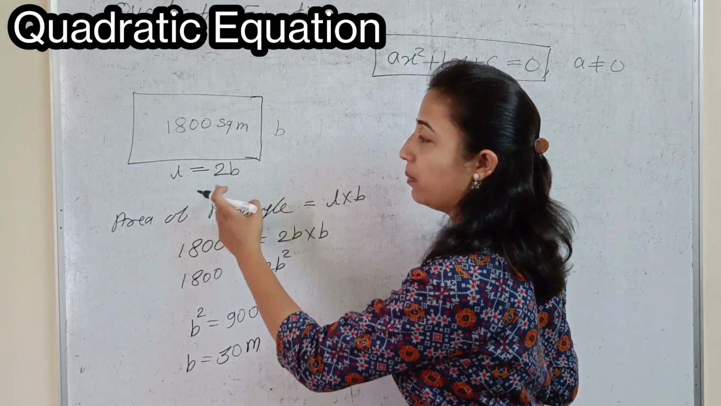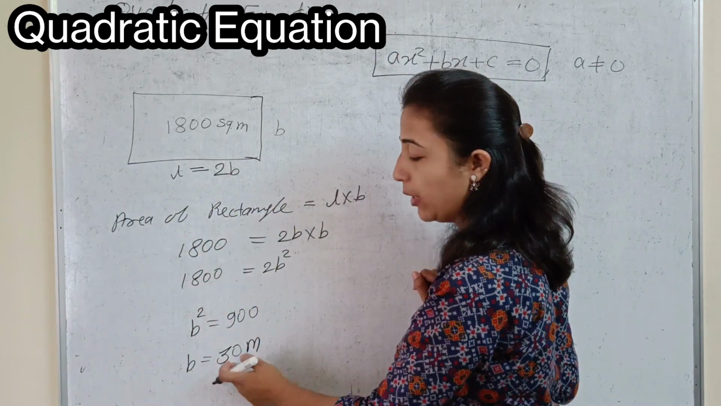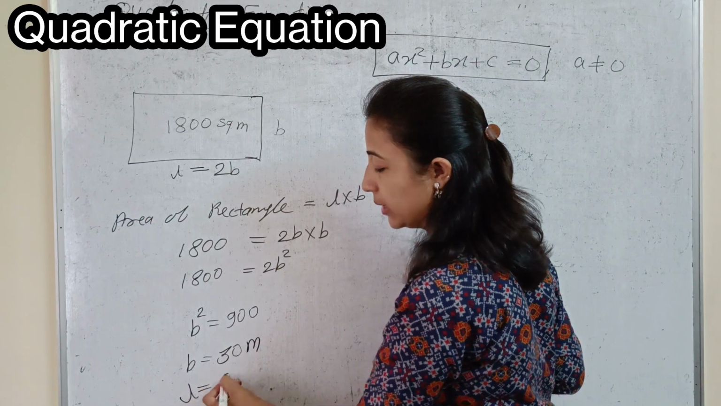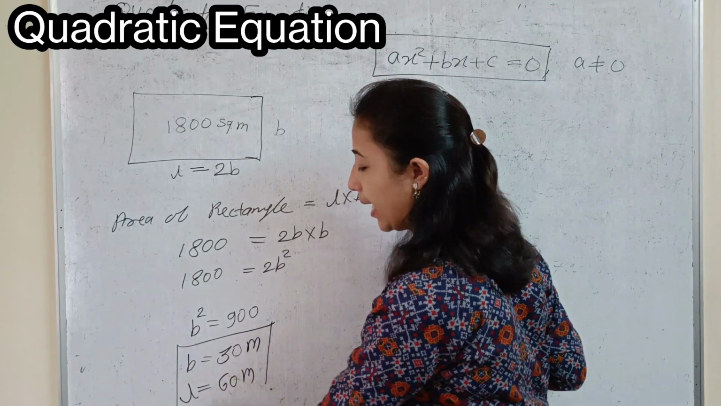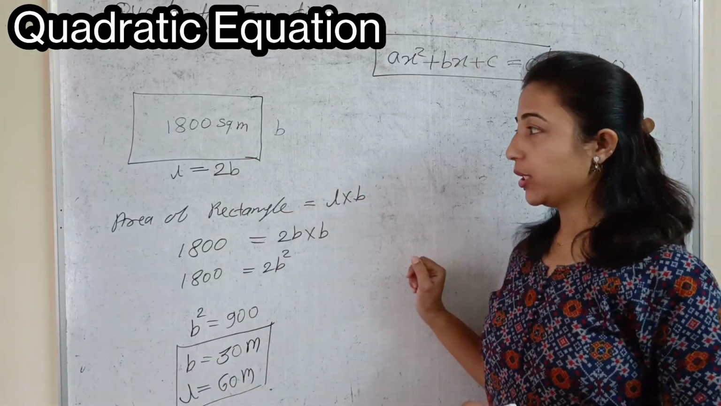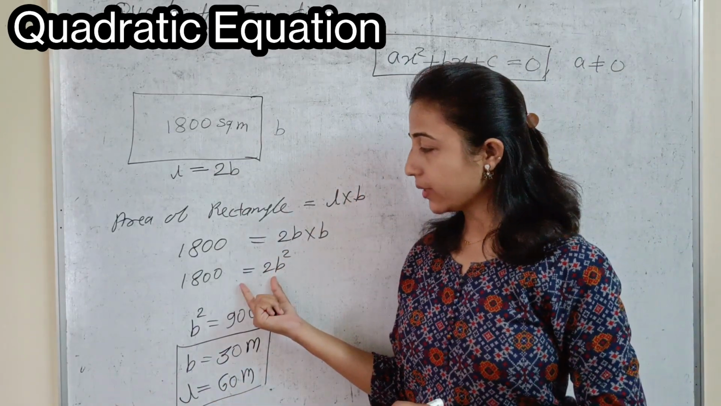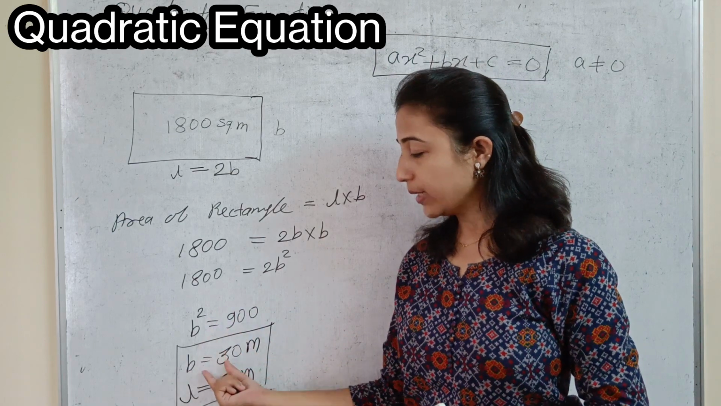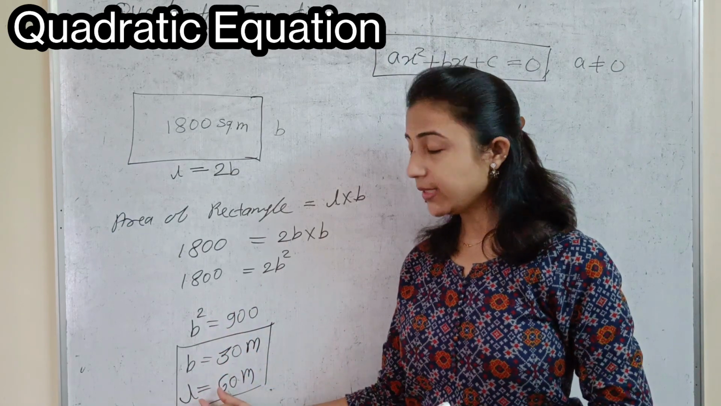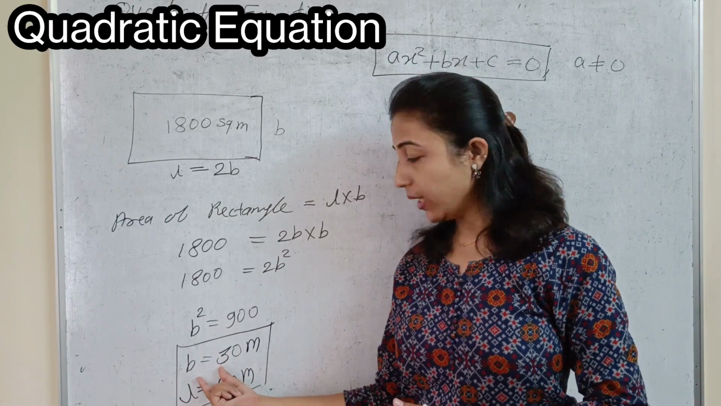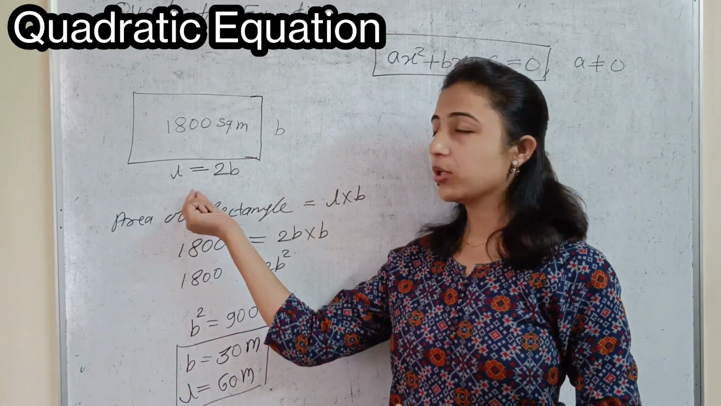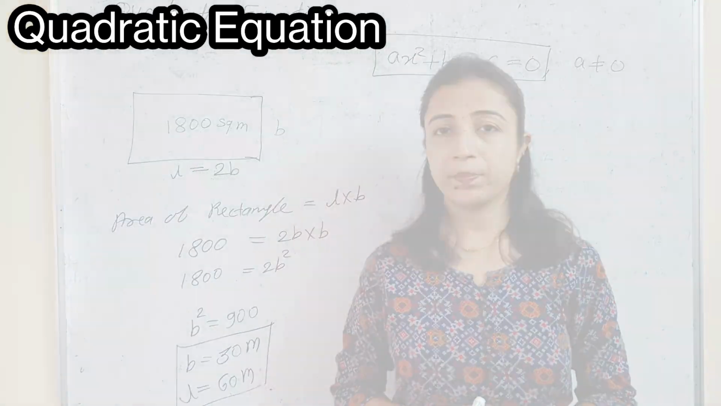So B is equal to 30 meters. And length is twice B. Twice B means double, so length is equal to 60 meters. So in this way you get the answer to our question. So this is a quadratic equation. After solving you get the value of the variable, and as it is an equation, we can solve it, get the value of the variable, and using that variable you get the answer to our problem.